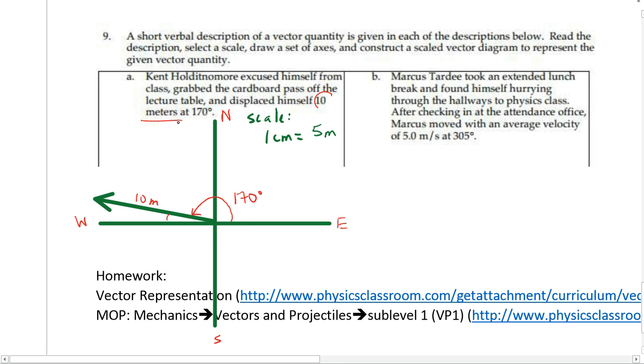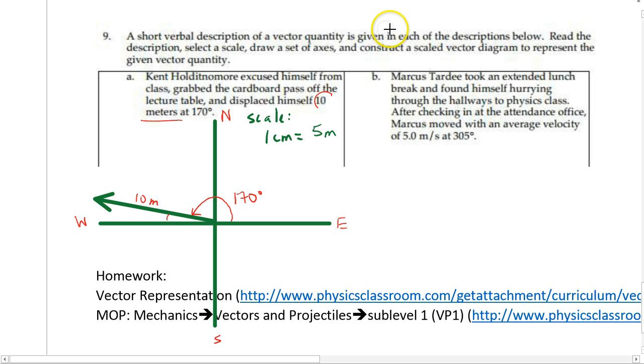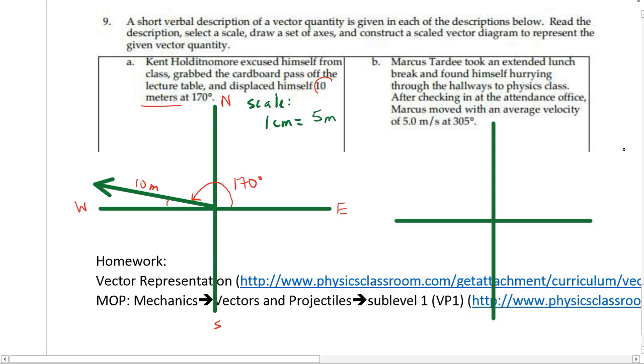Okay, oh heck, I'll do number 2 for you as well. Let's try it out. Okay, it says Mark is tardy, took an extended lunch break and found himself hurrying through the hallways to physics class. After checking in at the attendance office, oh, again, a harsh school, Marcus moved with an average velocity of 5 meters per second at 305 degrees. Okay, so I'm going to just indicate that's north, and this is south, this is east, this is west. I'll start off with the scale.